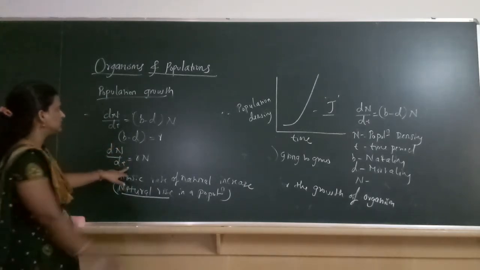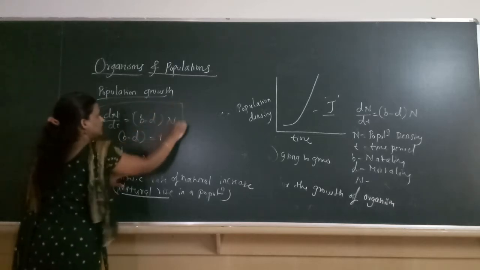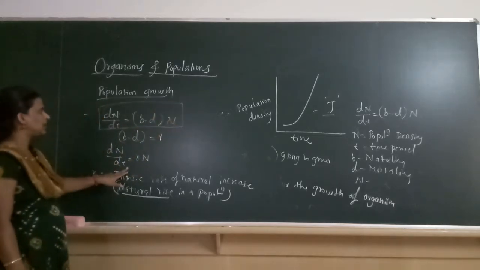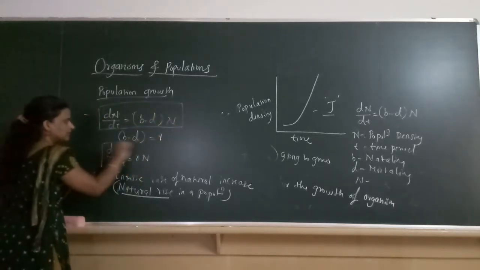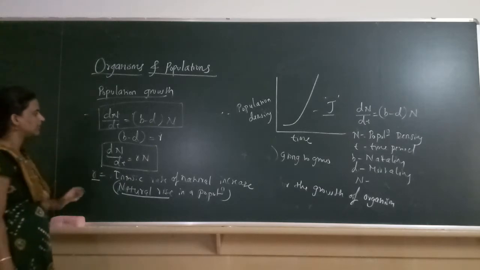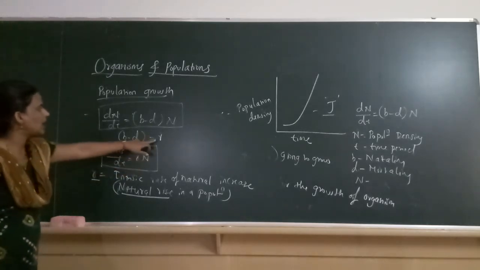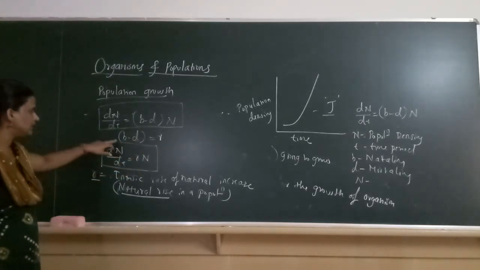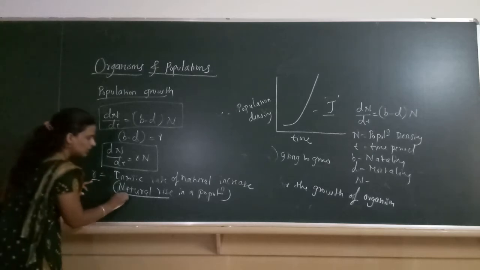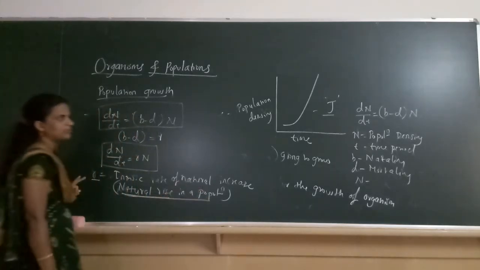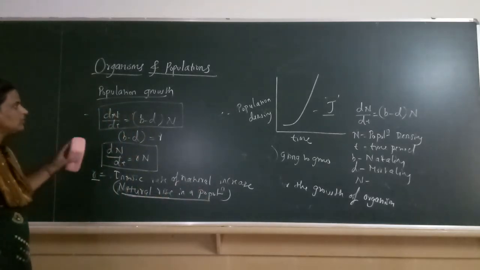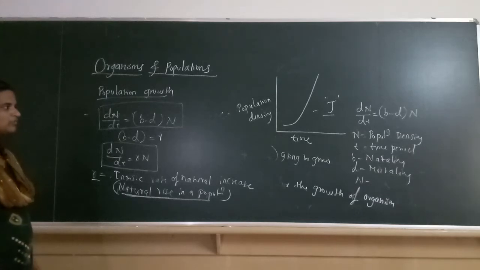Okay, and this simple formula is again represented as dn divided by dt is equal to rn. r refers to b minus d, means r means what? Natural rise in a population. Like this we are going to calculate. This is the simple formula of the exponential growth curve.